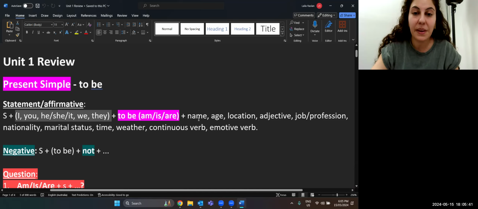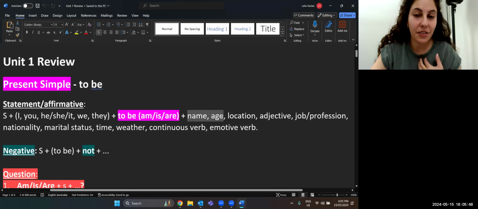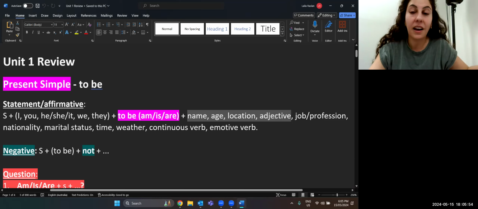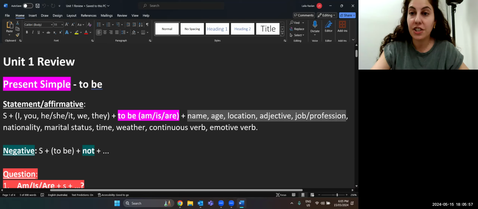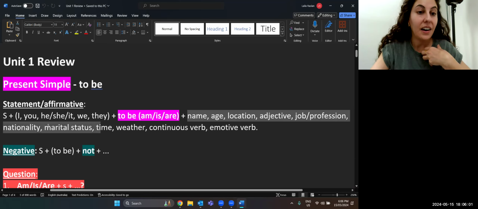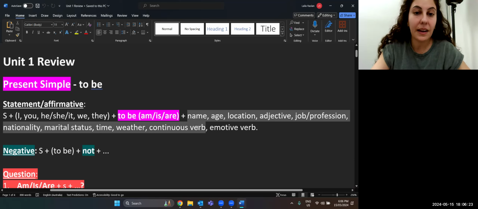Now we use this verb to be when we need to talk about our name. So for example, I am Layla. Our age, I am 38 years old. Location, I am in Adelaide. An adjective, I am kind and nice. Our job or profession, so I am a teacher. Our nationality, so I am Australian. Marital status, I am in a relationship or I am married. The time, it is 6 o'clock. The weather, it is sunny today. Or the continuous verb, I am speaking, I am teaching right now.